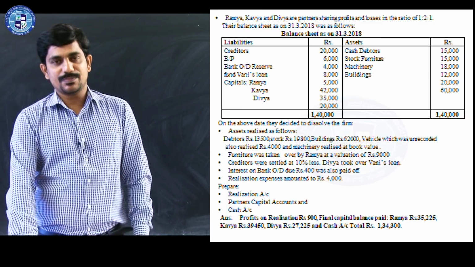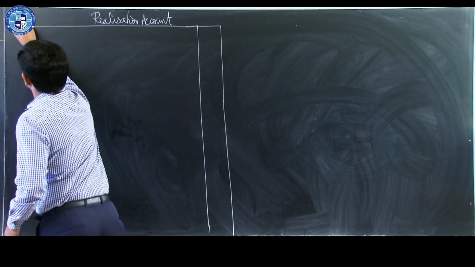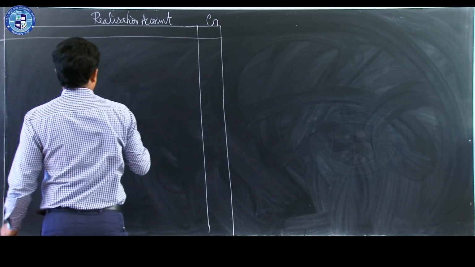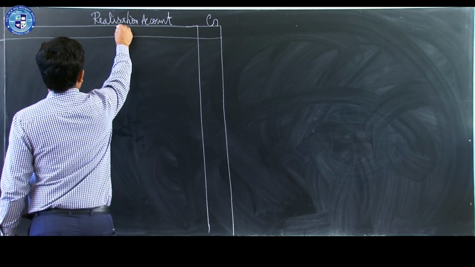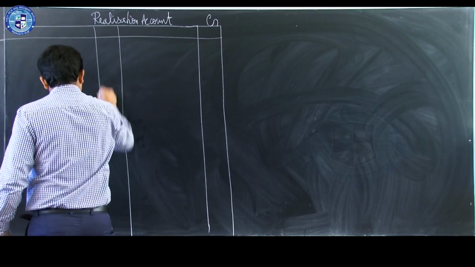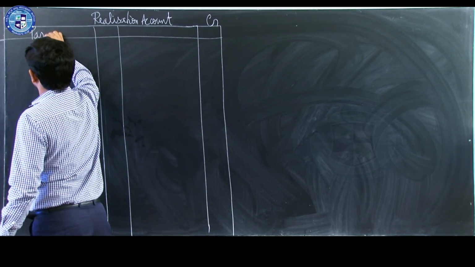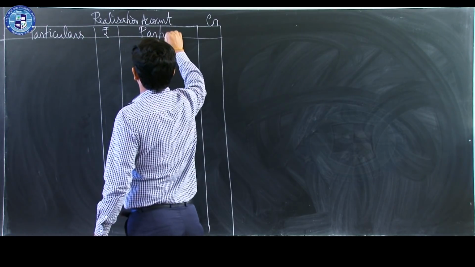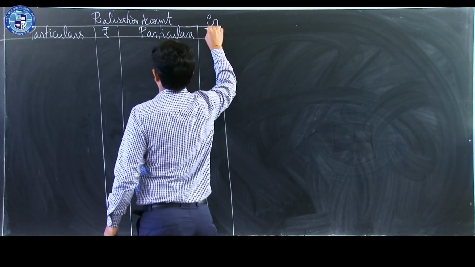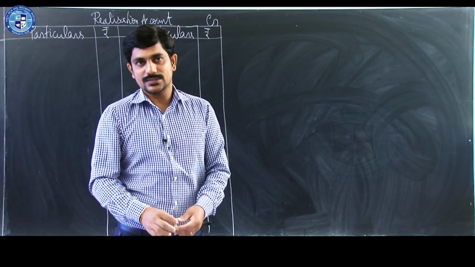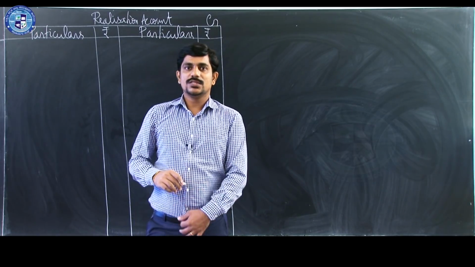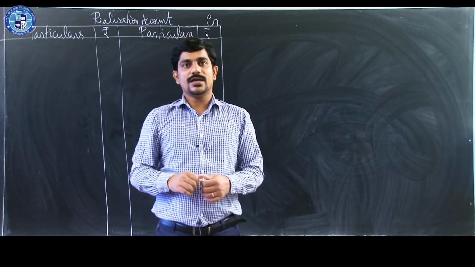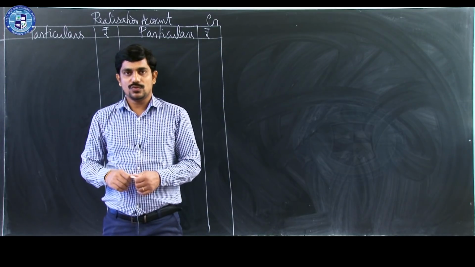So, first let us prepare the format of realization account. Debit side as well as credit side. Both the sides, one particulars column and one rupees column, particulars and amount column in rupees under debit side as well as credit side. Now, when you are preparing realization account, the first step we need to record is the realizable assets under the debit side at their book values.